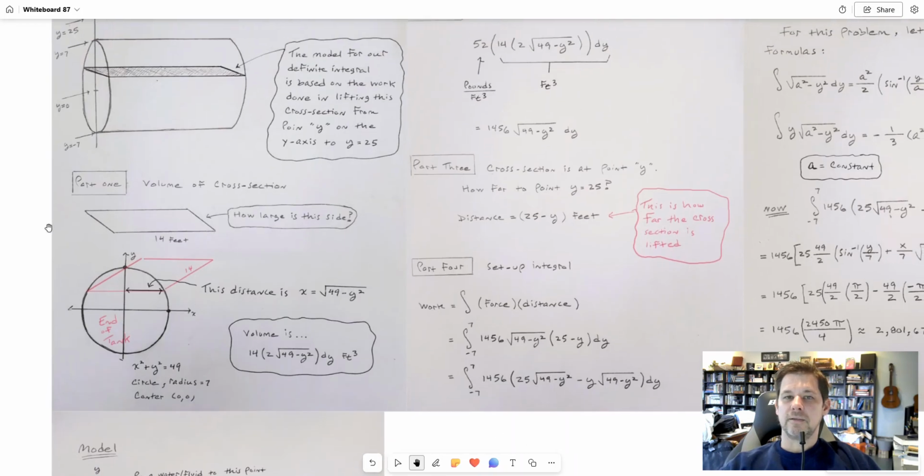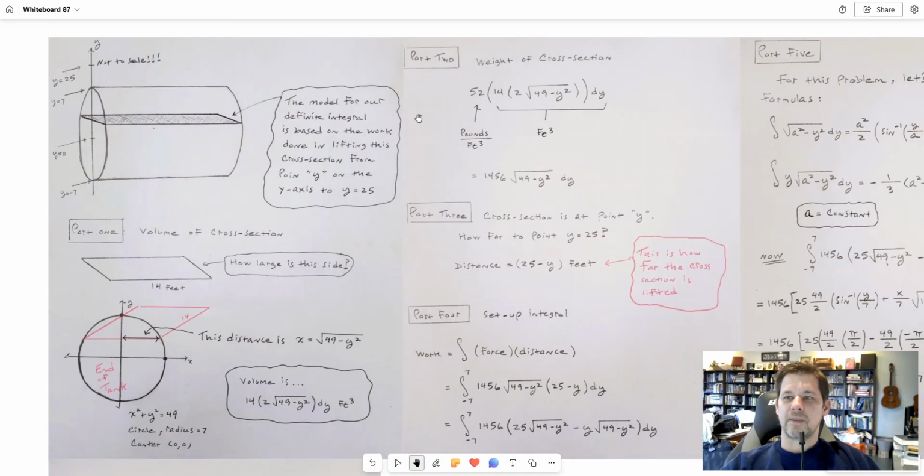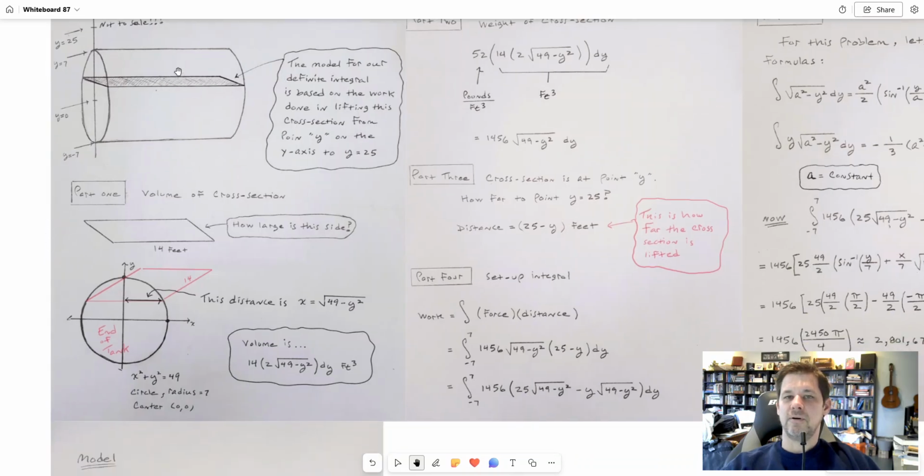All right, so think about this cross section. I need to figure out how much work is involved in lifting this up to that point where y is equal to 25. In doing so, I need to calculate the force required to lift it, which is going to be its weight. So to get that, I need to know its volume. Imagine there's this cross section. It says this tank has a radius of 7 feet, and this direction here is 14 feet. What I don't know about that cross section is this side of it. I know this side's 14 and I don't know that one. If I could tell you how big this side was, then I could tell you its volume.